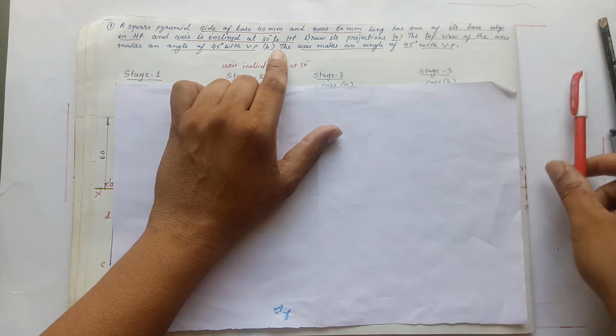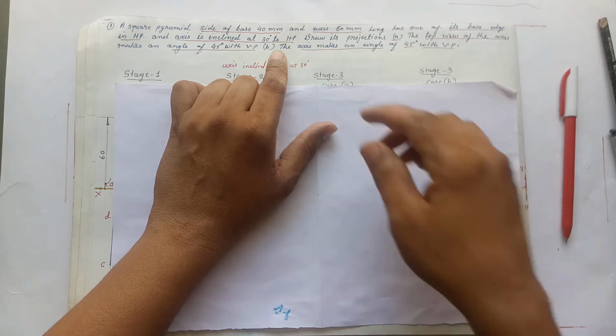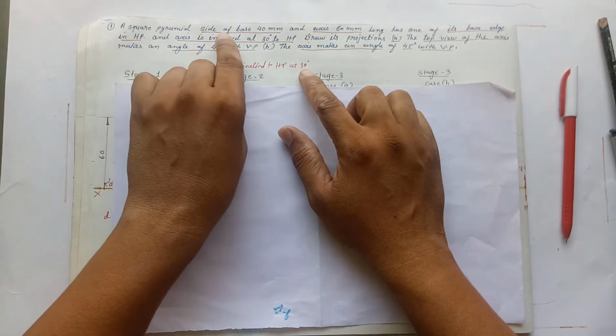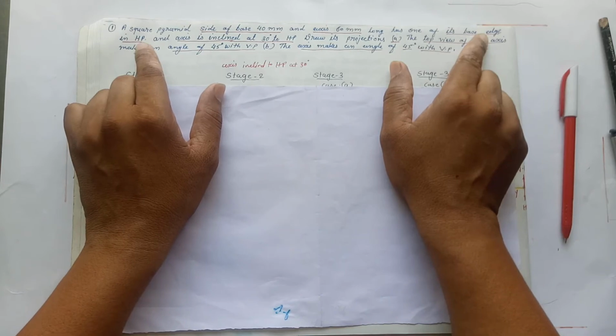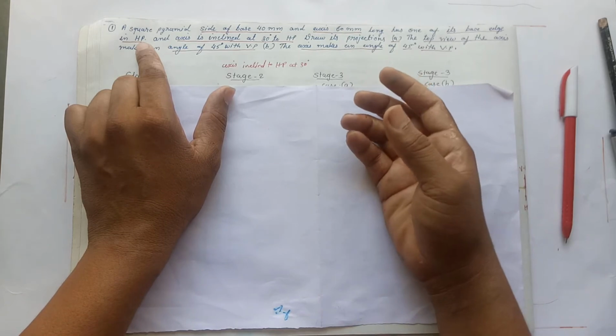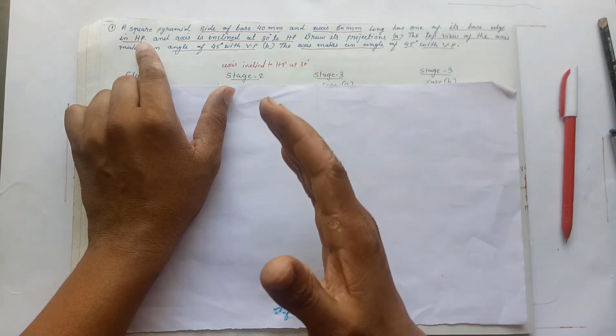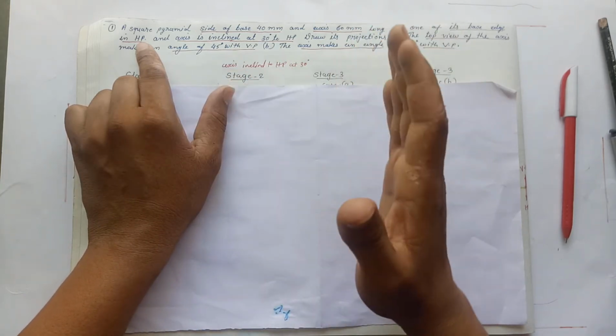So as per the procedure that we have discussed in the last lecture, the procedure to draw the first stage: first of all, we have to find out the resting condition of the pyramid. Here the square pyramid has one of its base edges in HP, so we can say that it is resting on its base edge on HP. If it is resting on its base edge, we have to draw the first stage by showing the base edge on the right hand side of the drawing.